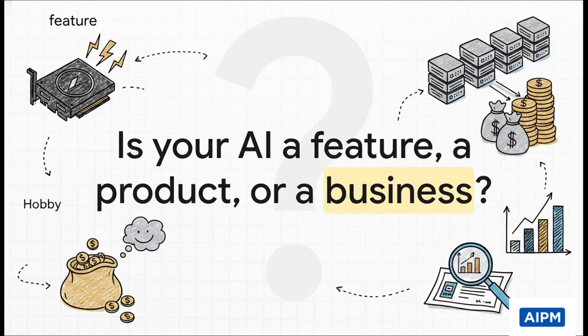Is your AI a feature, a product, or a business? Because a cool demo, that's a hobby. An AI feature that's hemorrhaging cash? Well, it's just a feature. But an AI solution with a managed, predictable, scalable cost, that's a real product. That's a business. And the difference between all three? Well, it's hidden right there in the details of your GPU bill.